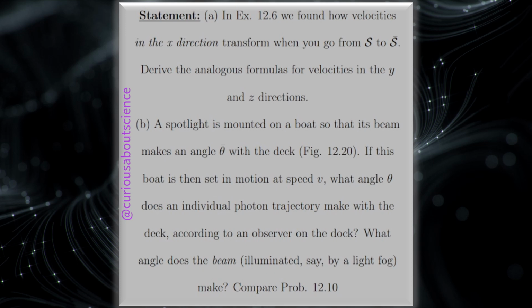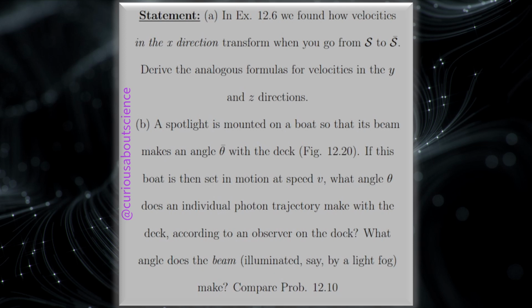All right. Well, back again, and now we get to try our best to understand more of this frame understanding and how to set problems up using the relativistic regime. So the statement reads that in part A, in example 12.6, we found how velocities in the x direction transform when you go from S to S prime, or S bar. Derive the analogous formulas for velocities in the y and z directions, respectively.